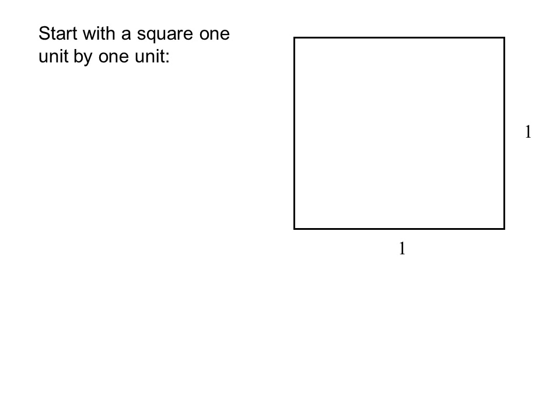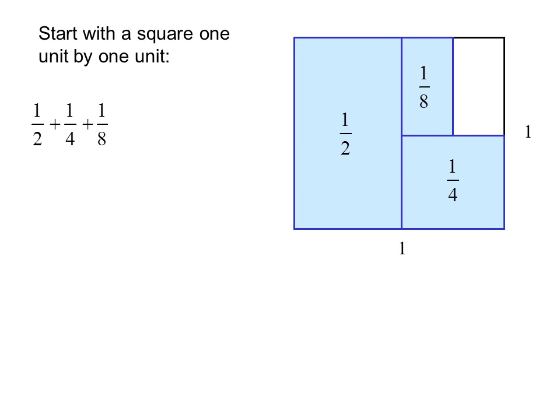Start with a square 1 unit by 1 unit. We section off half the square, so we have an area of 1/2. We take half the remaining area, which has an area of 1/4. And we keep adding. The next section has an area of 1/8, then 1/16, 1/32, 1/64.